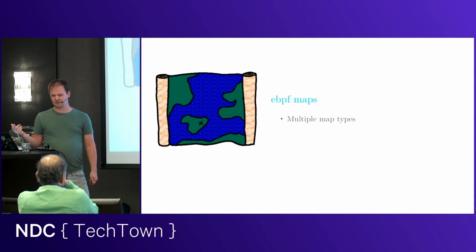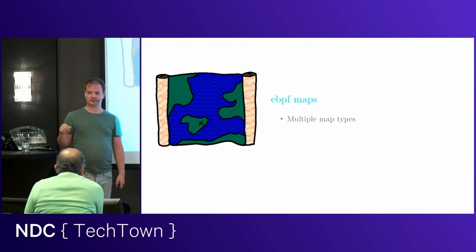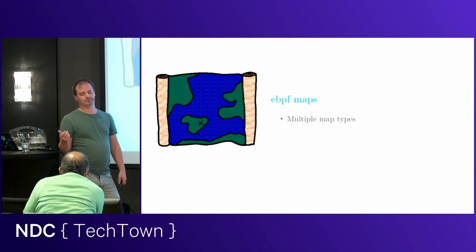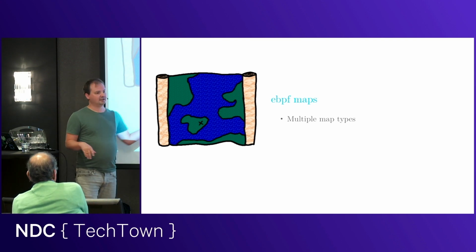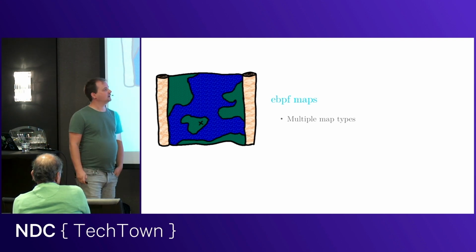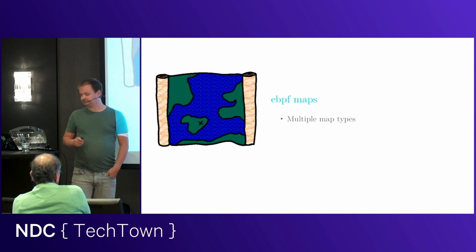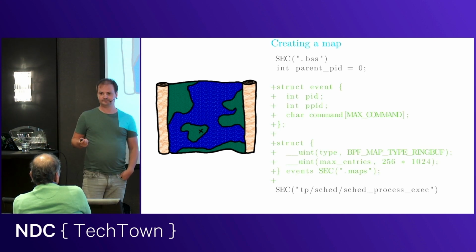But I think it's tomorrow there's a talk about sockmap from the maintainer of the sockmap functionality, and he's probably going to go more into details on how the sockmap map actually works. But there are multiple map types, and we're going to start by using a ring buffer.